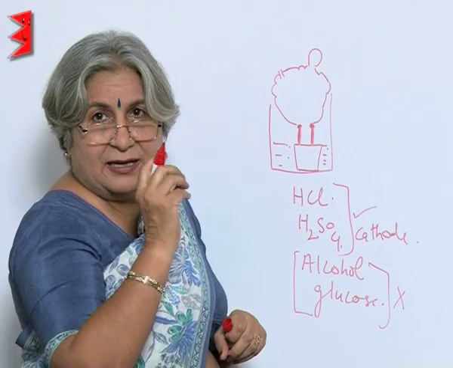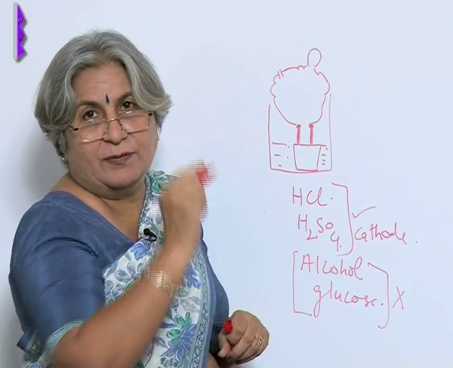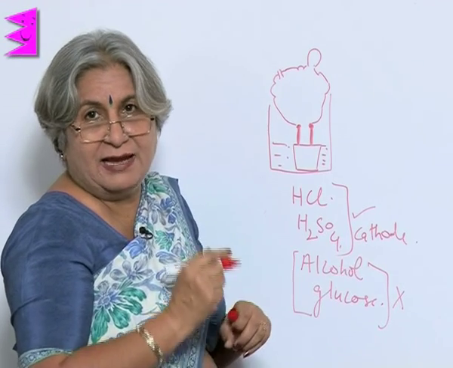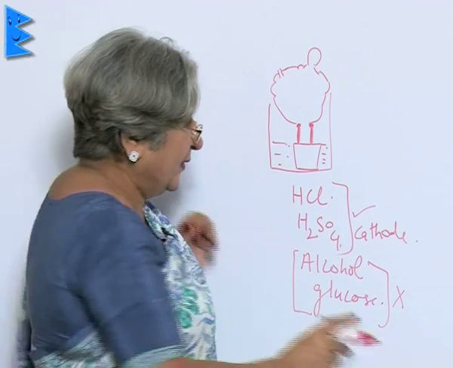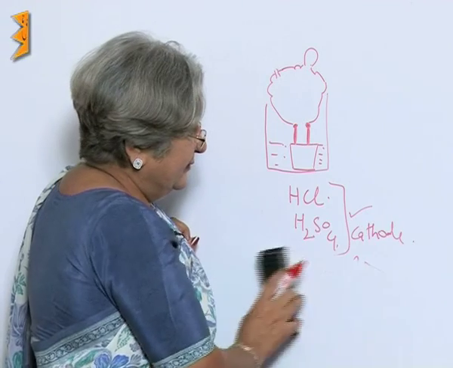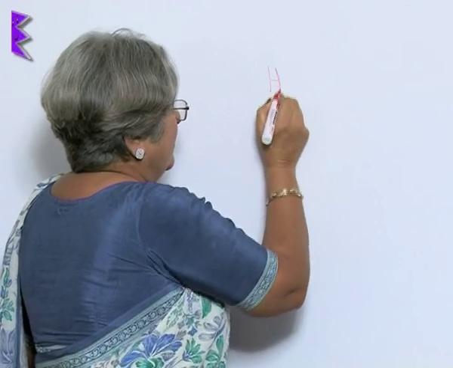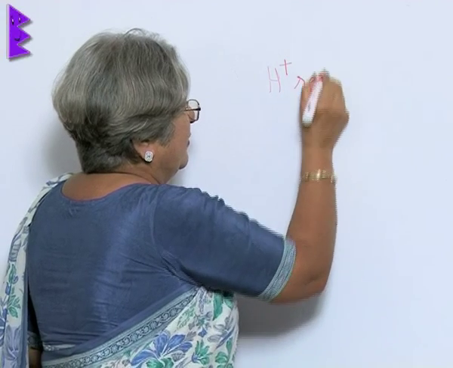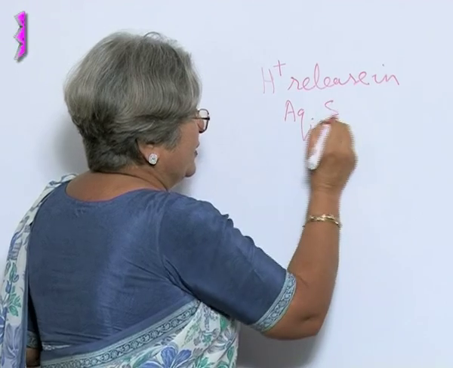Now, these experiments prove that it is the hydrogen ions which are common in all acids, and they were able to complete the conduction of electricity. Now, when are these hydrogen ions released? The hydrogen ions are released in an aqueous solution.